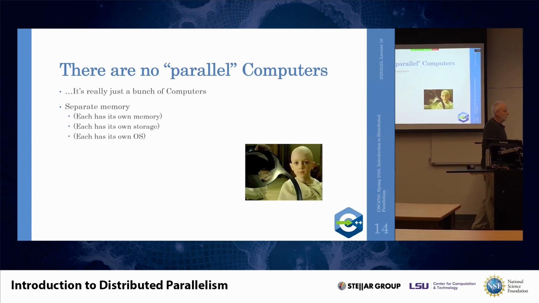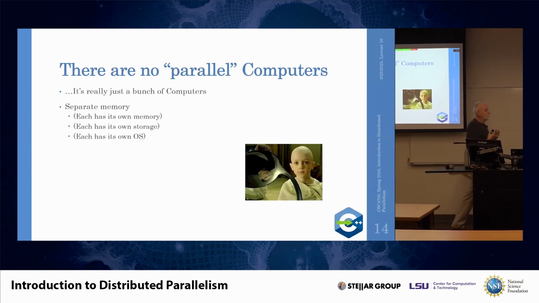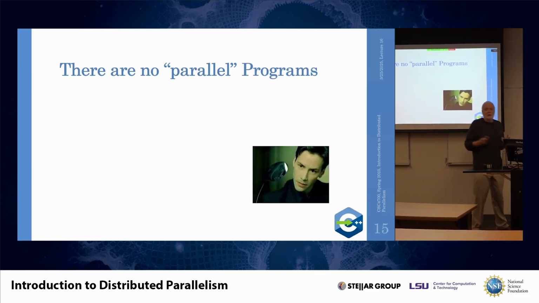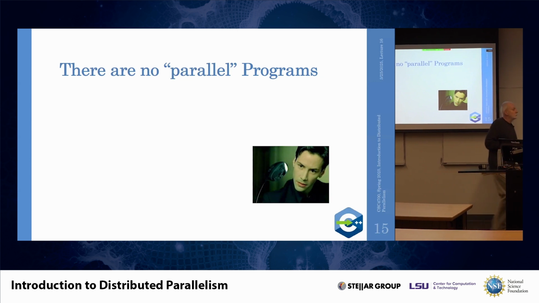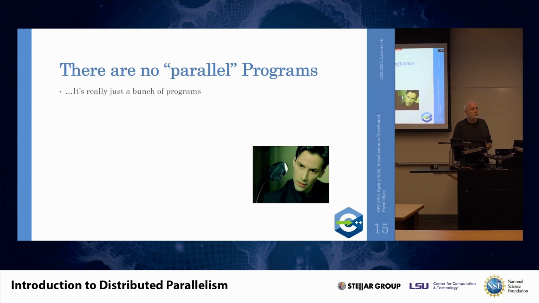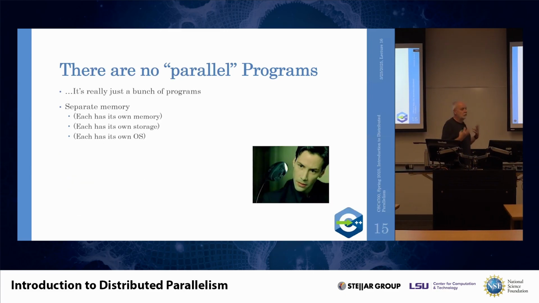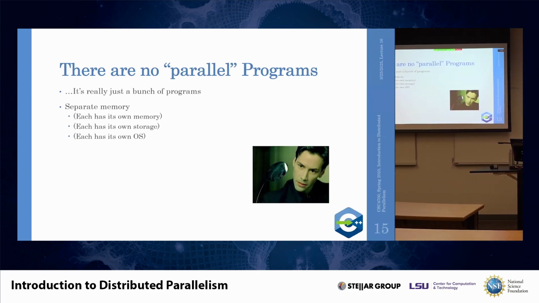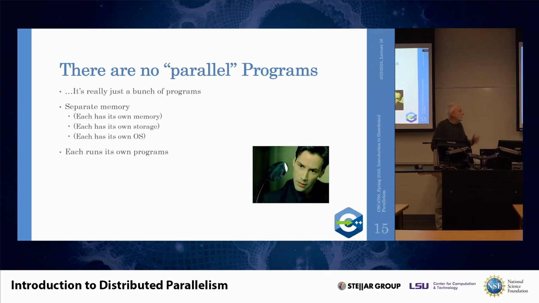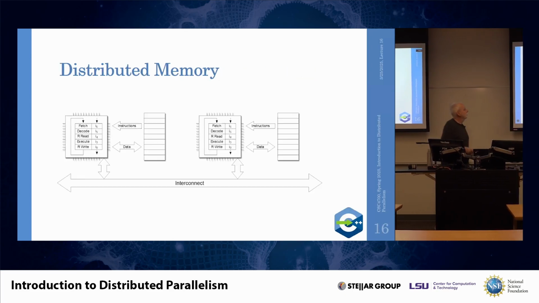We want to find a way to unify all of that and get to a point where we actually can program these machines. At the same time, there are no parallel programs that run on 2 million cores, obviously, right? It's just a bunch of programs that run at the same time on the different nodes. And each of those programs has its own memory, has its own storage, operates on its own operating system. And that's important to understand. So each of those nodes runs its own program, runs its own executable.